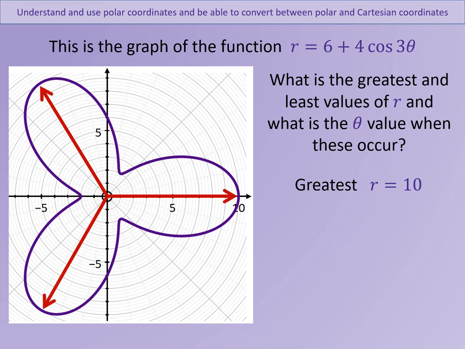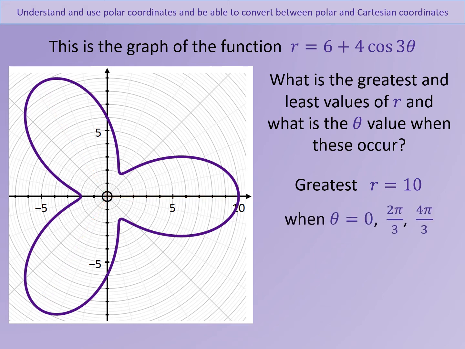So by inspection, we can see that there are 3 maximum values, and we can see the values of theta where they occur. We can also find 3 minimum values and the values where these occur.